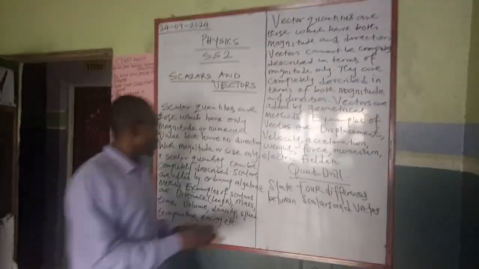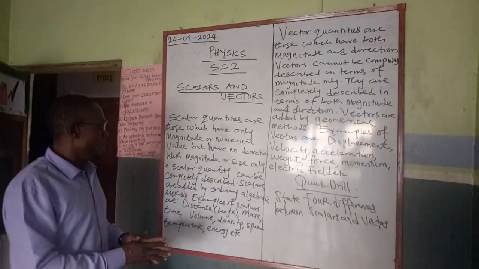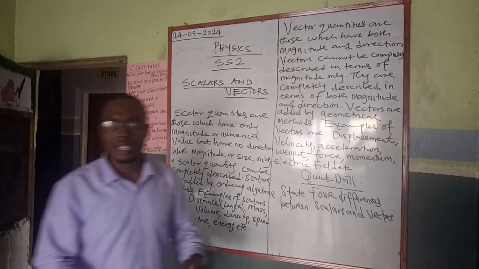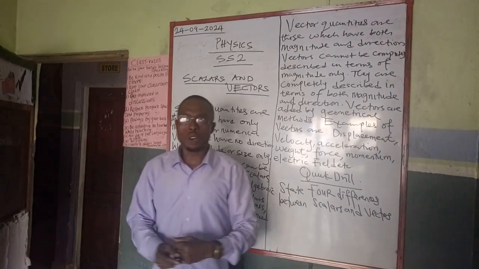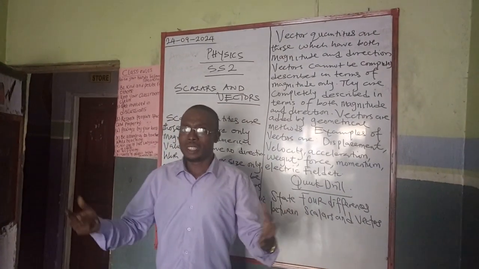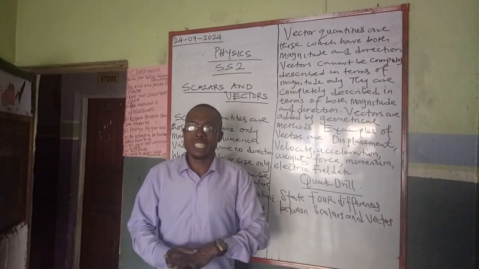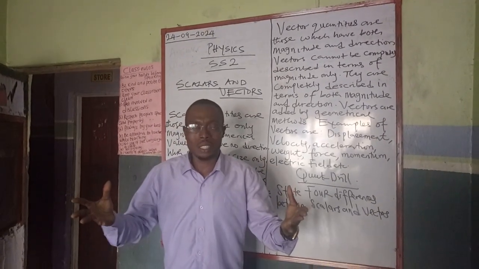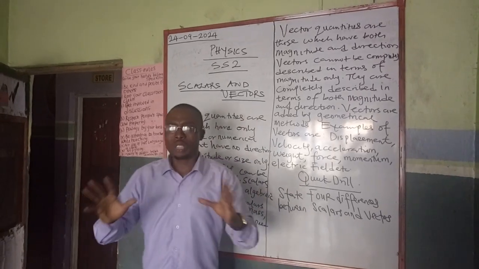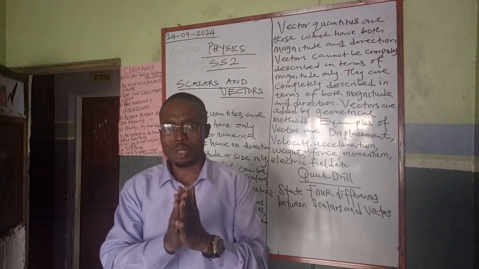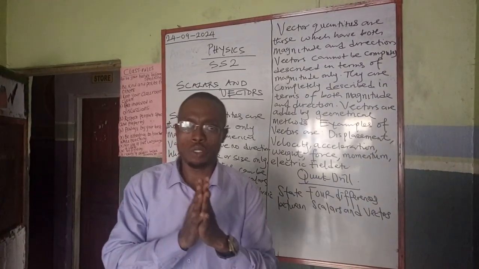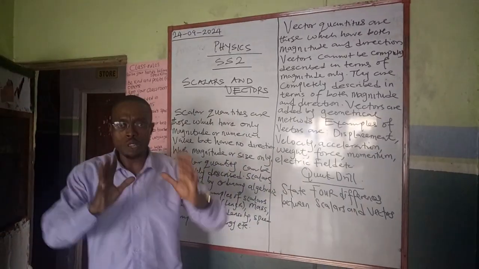For example, if I want to say, how do we describe the volume of a bag of rice? We can only describe the volume of a bag of rice by just the size of the bag of rice. That's all, not the direction. So that size is the magnitude. I want you to understand the meaning of the magnitude, the size, the numerical value.